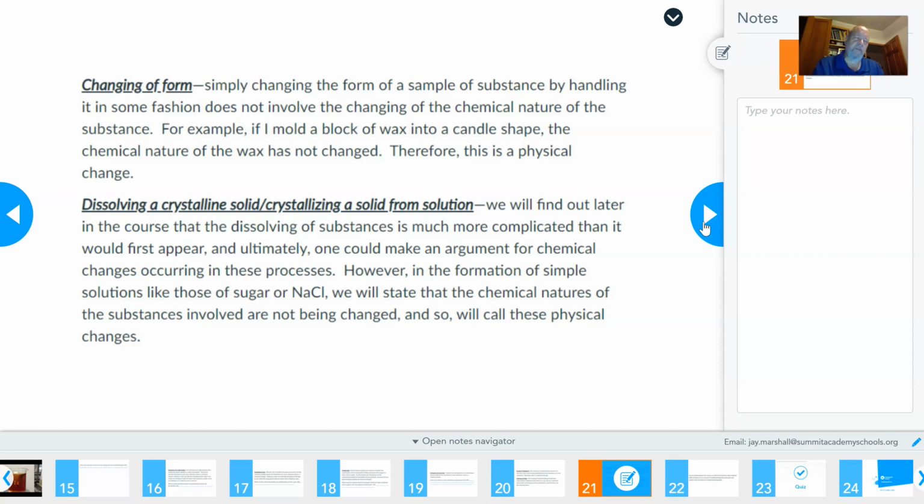But for now, especially really simple substances like sugar or sodium chloride, we'll state that these substances are not being changed. If you dissolve sugar in water or you dissolve salt in water and then you taste the water, it still tastes like sugar or salt. So the chemical nature hasn't been changed.